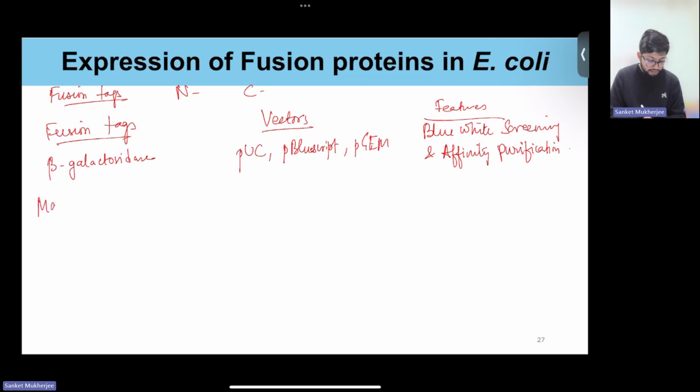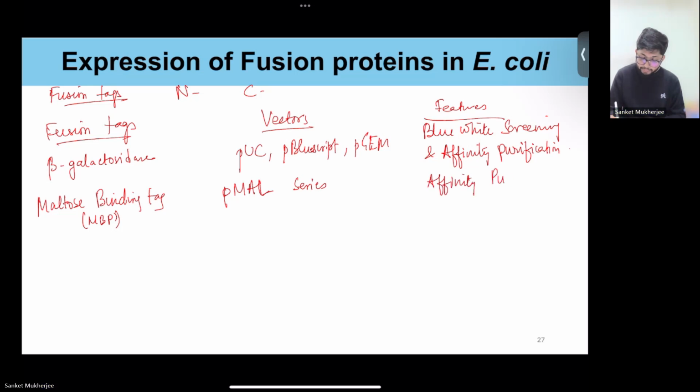There is another tag, the maltose binding tag, also known as MBP. It is present in the pMAL series vectors. They can be used for affinity purification. Then there is the thioredoxin tag, TRX, again in pTRX vectors. Again, it can be used for affinity purification.